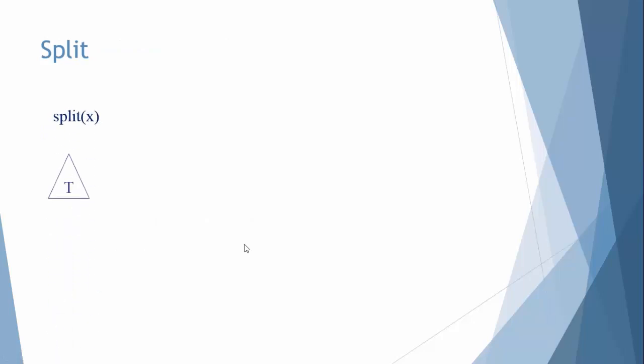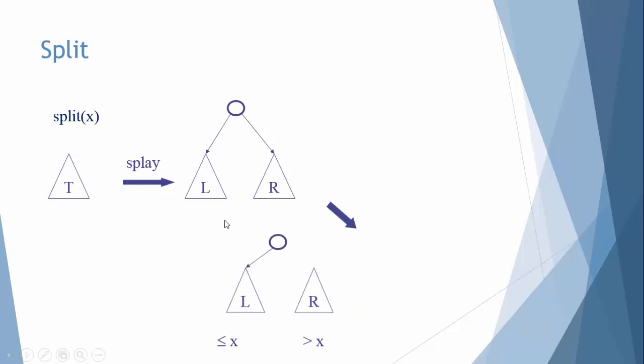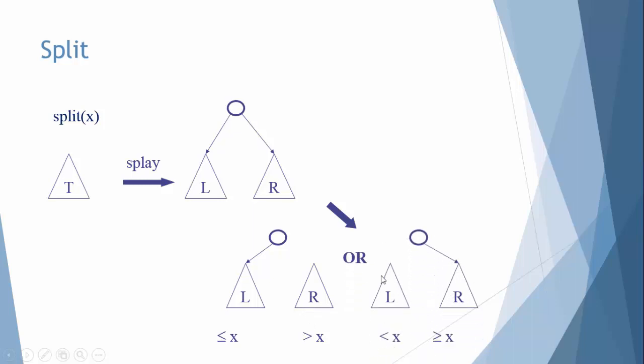If we have tree T and we split it by using X, a splay operation happens so that T is divided into two parts, left and right, and X becomes the parent of these two parts, so that any node in L is less than or equal to X, and any node in R is greater than X, or any node in L is less than X, or any node in R is greater than or equal to X.